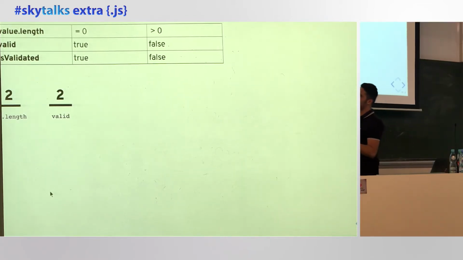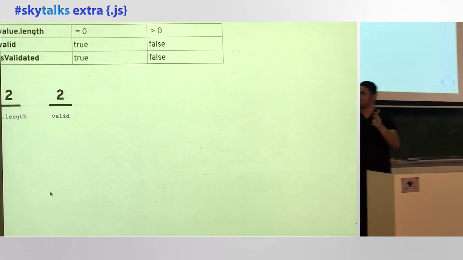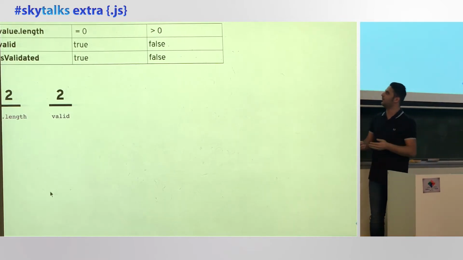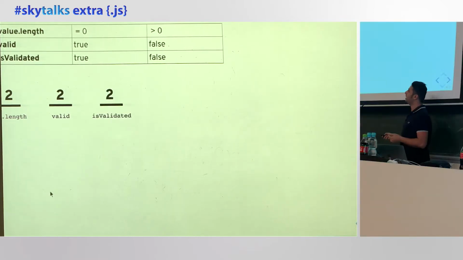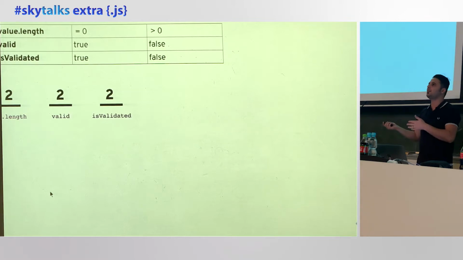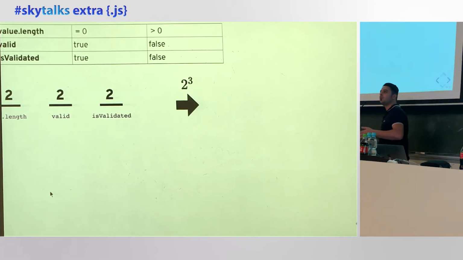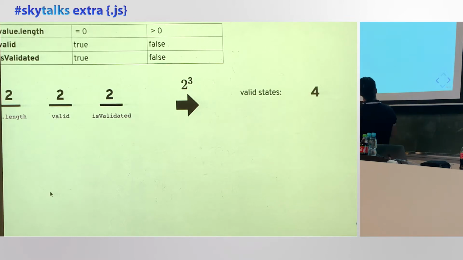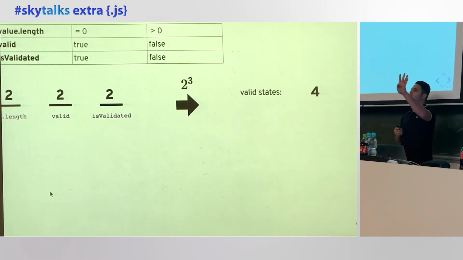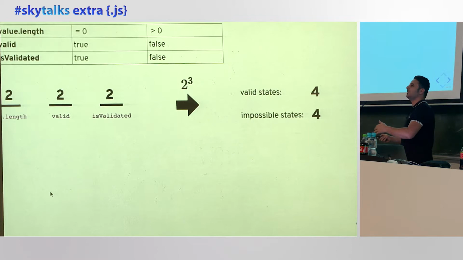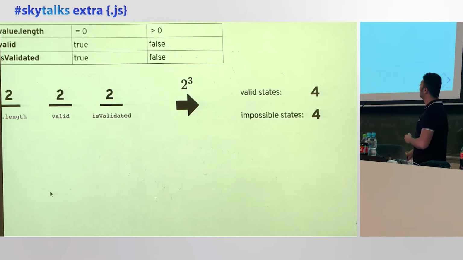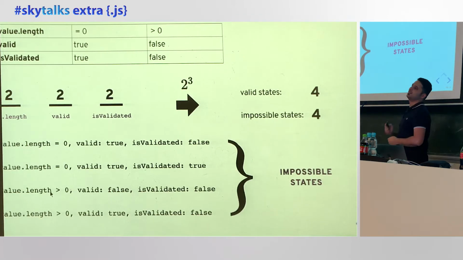So the length of the input can have 2 different cases. It's either 0 or non-zero. The valid value can either be true or false, and is-validated can also be true or false, which means you have 2 raised to the power of 3 cases, when you only wanted 4 renders. So there are 4 renders that you don't handle. And that's called the problem of implicit states.